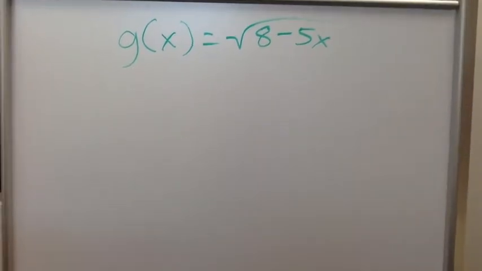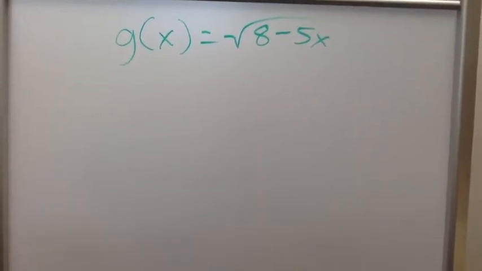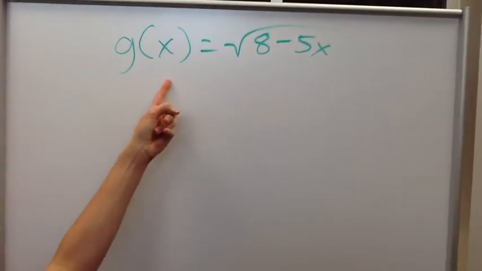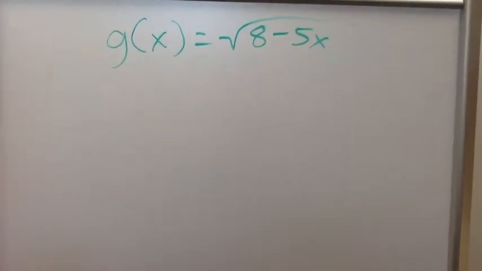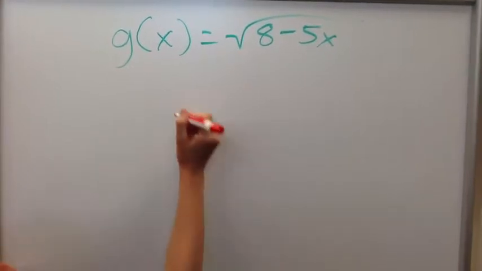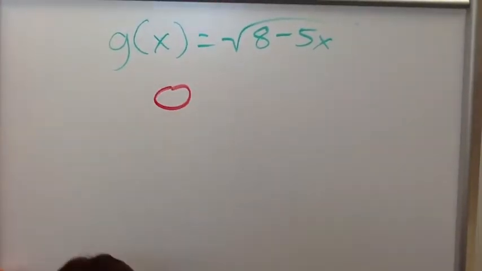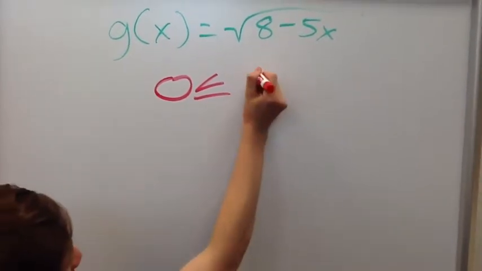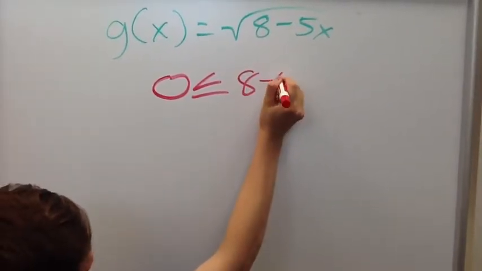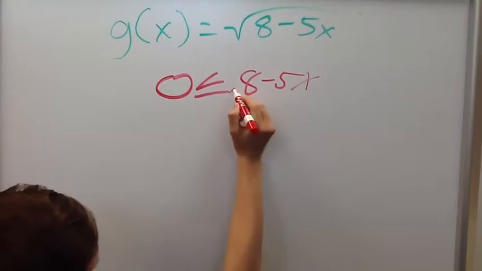We're moving on to our second function now, which is g of x is equal to the square root of 8 minus 5x. So, what do we know about this so far? Well, we know that 0, of course, has to be less than or equal to 8 minus 5x, which of course is in the radical.